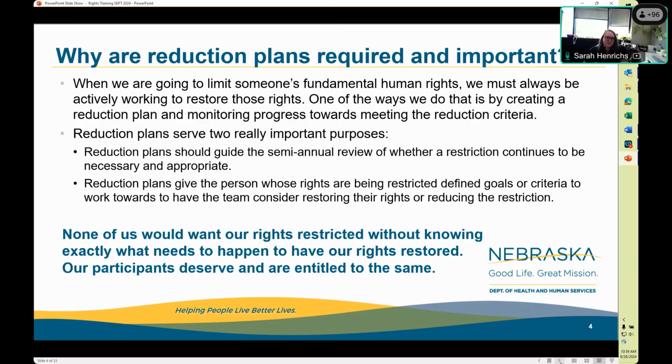One of the ways that we do that is by creating a reduction plan and monitoring progress towards meeting the reduction criteria. The other way is what we talked about last month, those habilitation and behavior support pieces. So to me, the habilitation and the behavior support pieces and the reduction plan are kind of the two prongs of how we are meeting that expectation that we are always doing our level best to work towards restoring a person's rights to the greatest extent we can, as soon as we can.